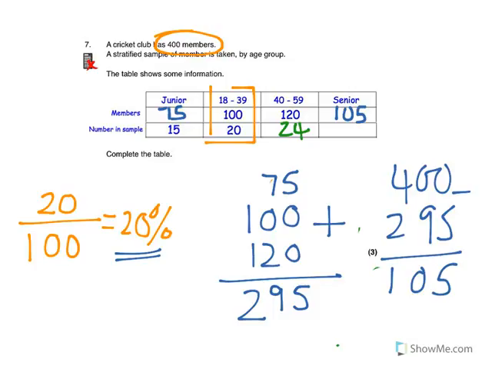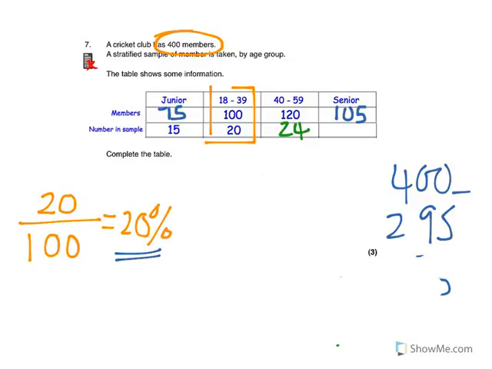So I have 105 people left over, and I need to either find 20% of that or add up how many are in my sample at the moment, so 15 plus 20 plus your 24, and find out what 20% of the 400 members is, and then work out the difference. I'm going to just find 20% of 105 to keep it nice and straightforward.